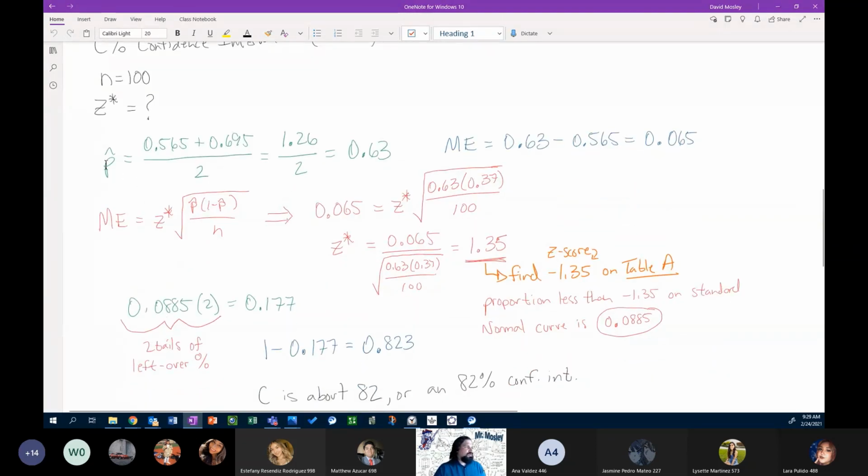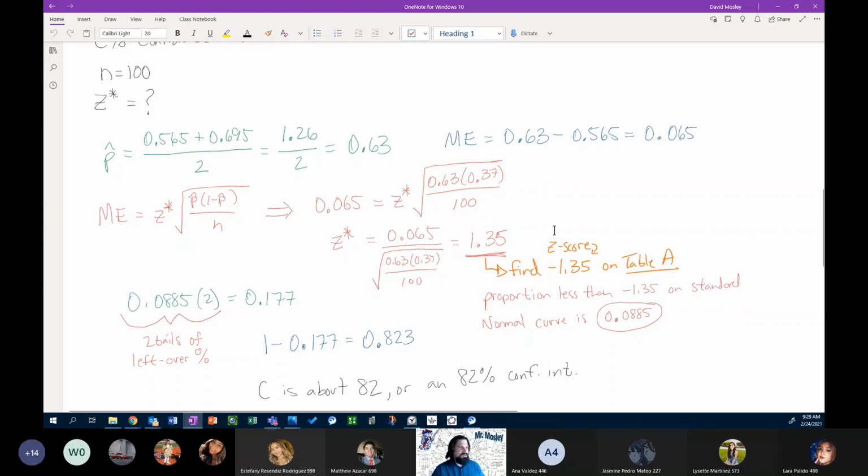So we start by finding P hat because I have the interval. All right, so P hat is the midpoint between the two sides of the interval. So we do 0.565 plus 0.695 divided by 2, we get 0.63. That's P hat. Right, now we have more stuff to work with, because of what we just talked about down here.